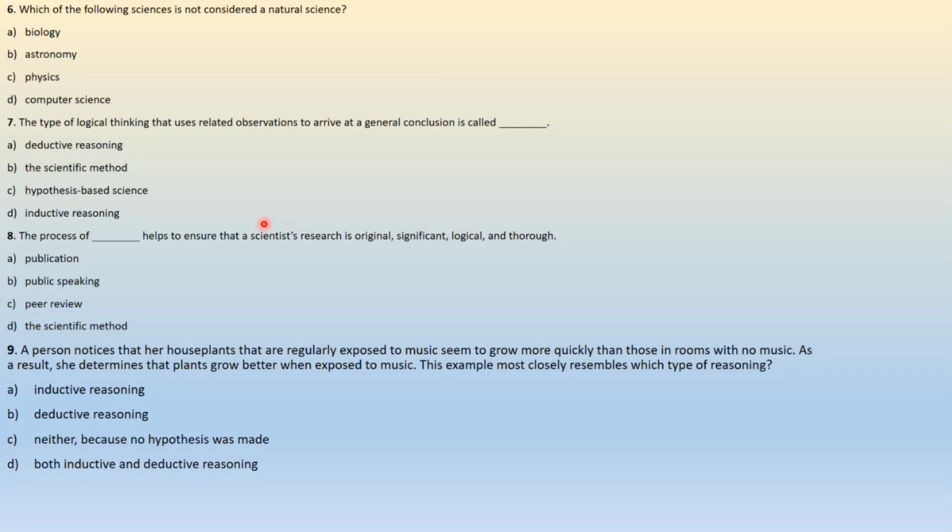Which of the following sciences is not considered a natural science? D. What did you say? It's D. Okay. Anybody else? It's D. All right. The third one, if there's a third one. All right, it's D. There's a third one on the chat. Yes, you are right. It's D. It's computer science.